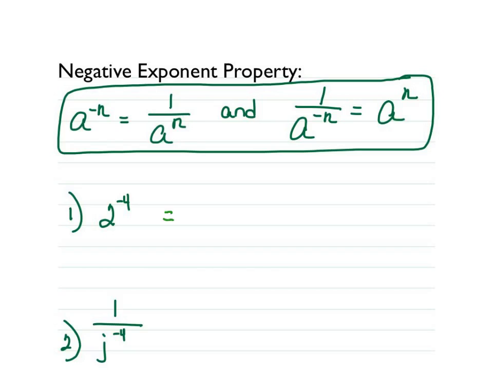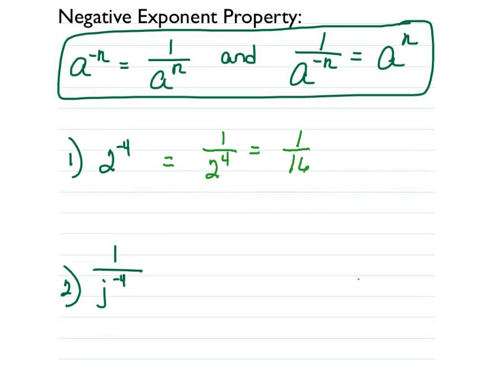If I have 2 to the negative 4th power, it would be 1 over 2 to the 4th power, and we can always simplify. 2 to the 4th power is 16, so the answer would be 1 over 16.